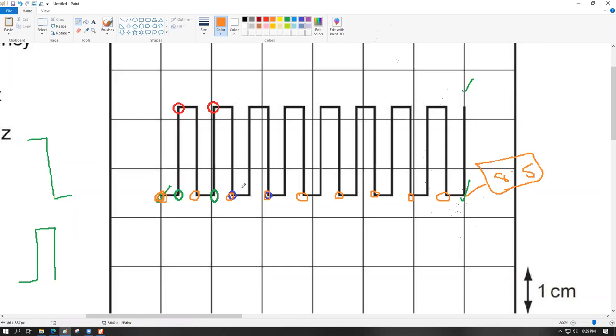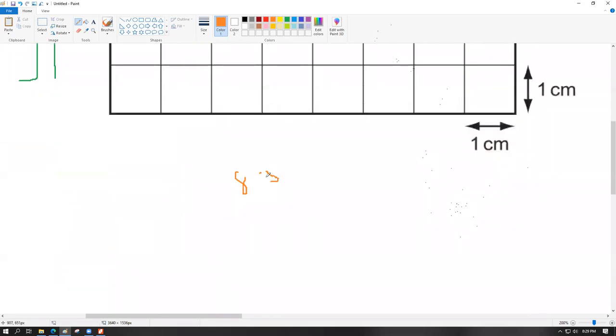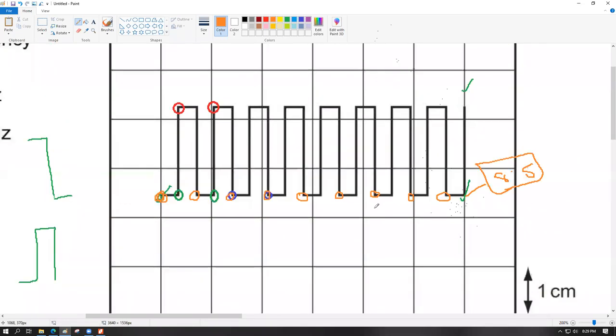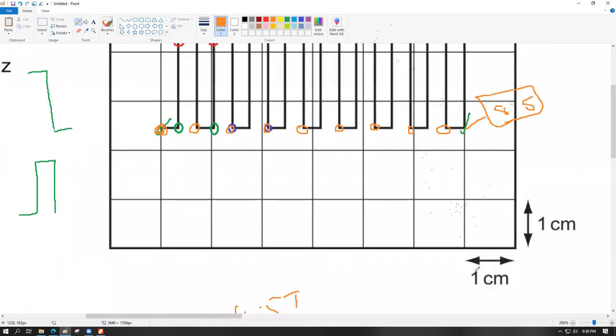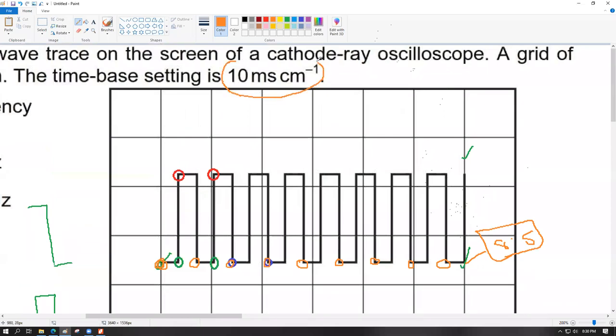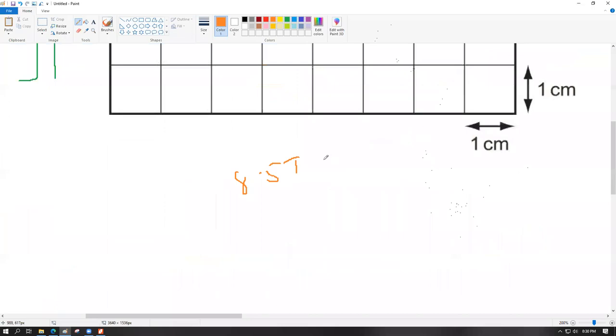How many cycles does this amount of time represent? 8.5 cycles, or you can write 8.5 T. Now you can simply count how many centimeters this amount of gap represents. Here we have exactly 1 centimeter labels, so you can count 1, 2, 3, 4, 5, 6 centimeters. 6 centimeters, and this graph is plotted for a scale of 10 milliseconds per centimeter. Multiplied by 6 centimeters gives you how much? 60 milliseconds, right? So 8.5 T equals 60 milliseconds. Therefore, T equals 60 divided by 8.5. You get this number.